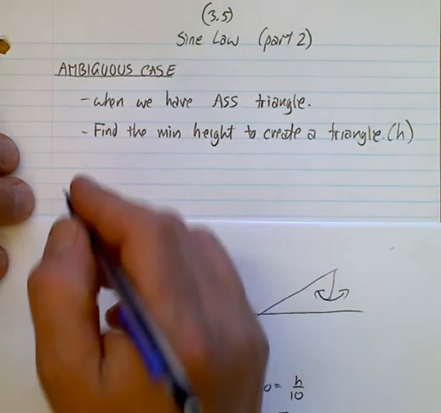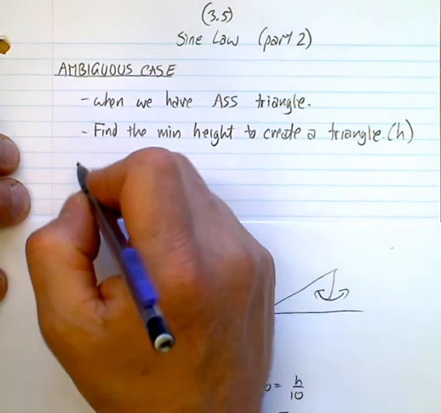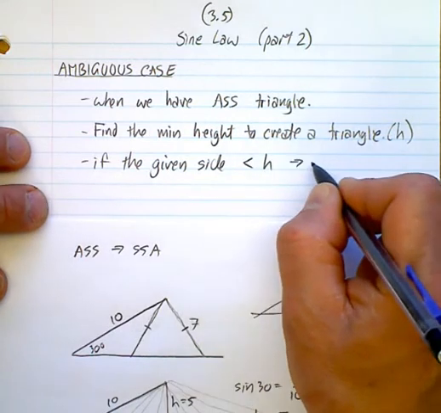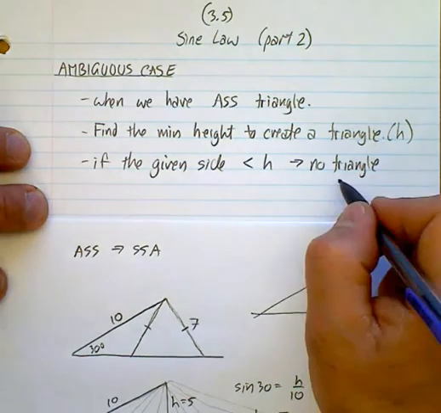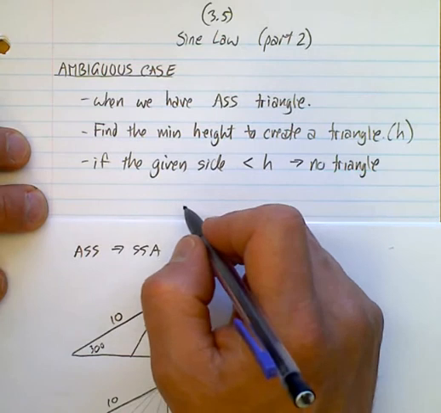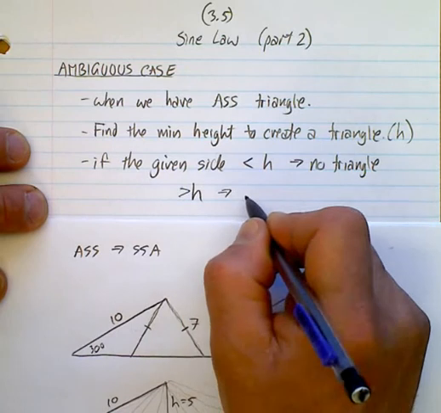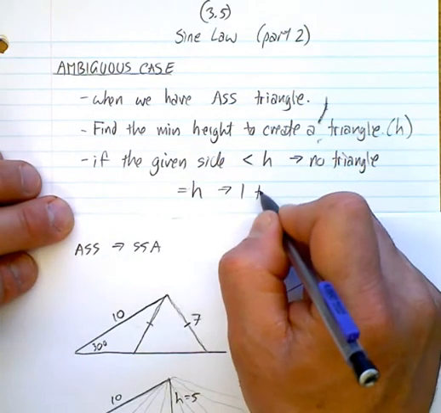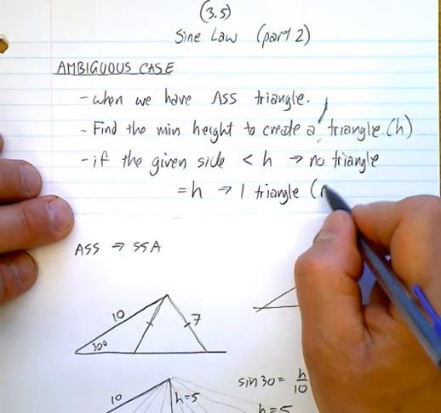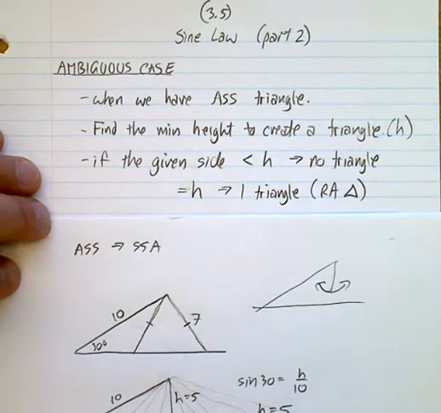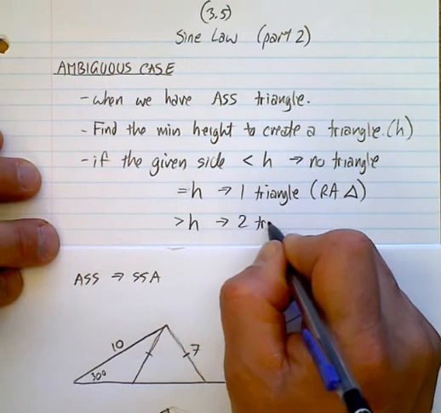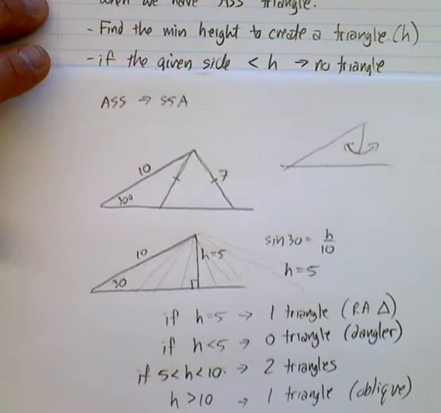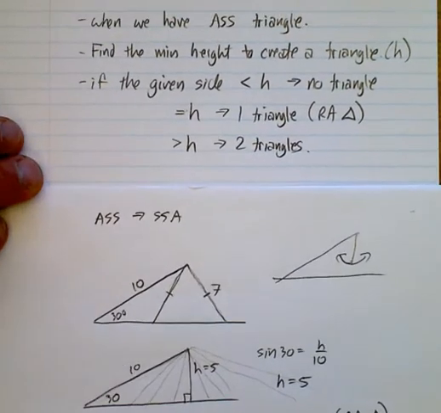So if the given side is less than H, there is no triangle. We call that the dangler. And if the given side is equal to H, then we have one triangle, and it is a right angle triangle. And if it is greater than H, then we have two triangles. If this diagram here that we did makes sense to you, great. I'm having a hard time maybe summarizing all these notes, but hopefully you're getting the idea as to what it is you need to do.